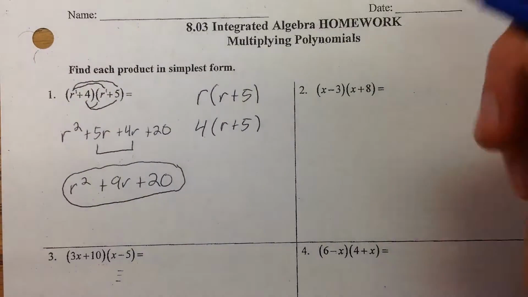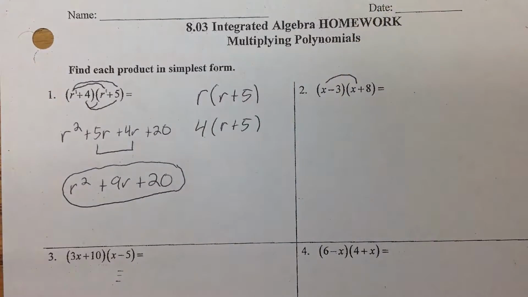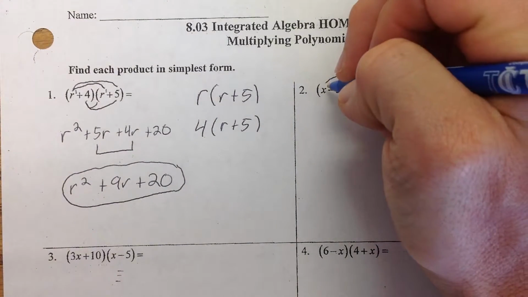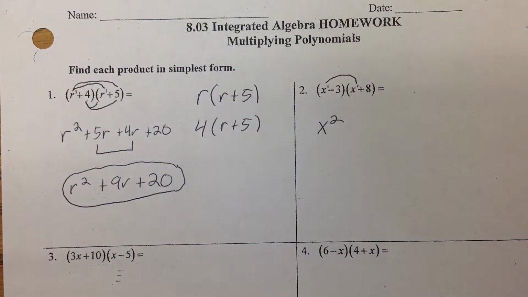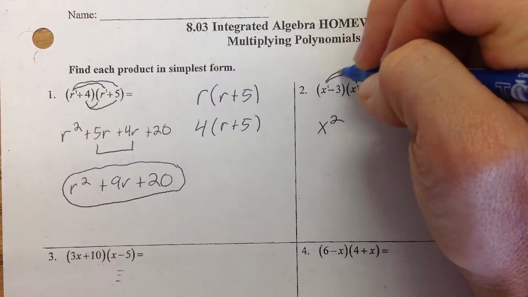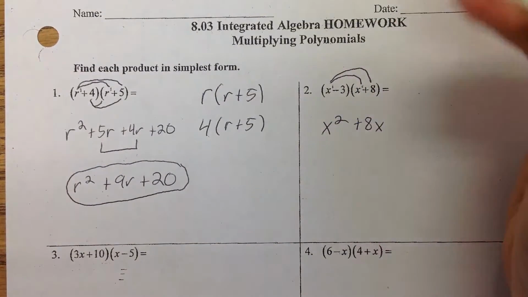All right, let's take a look at number 2. So again, we're going to start with x times x. As we said, that's x to the first, so we get x squared. Then we're going to do x times 8 and get positive 8x.